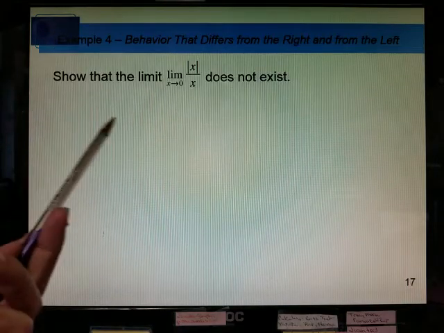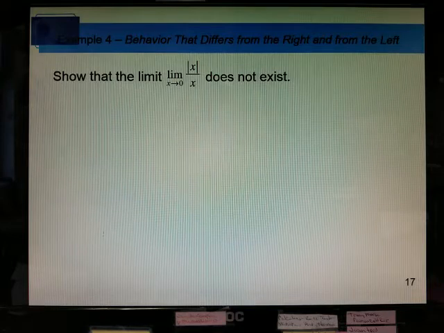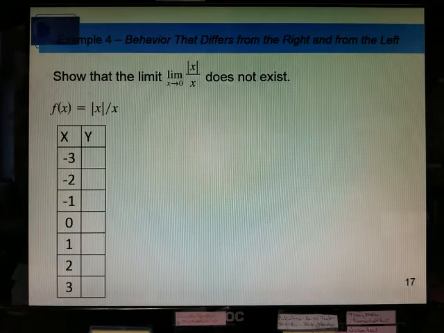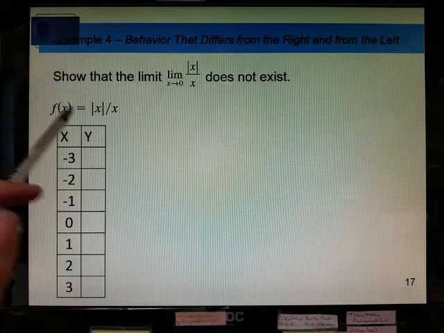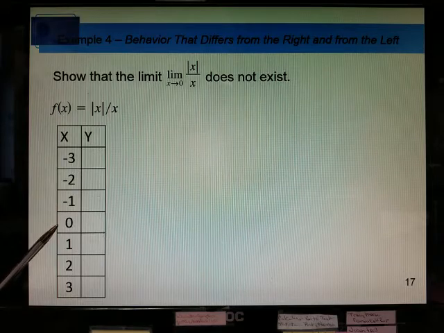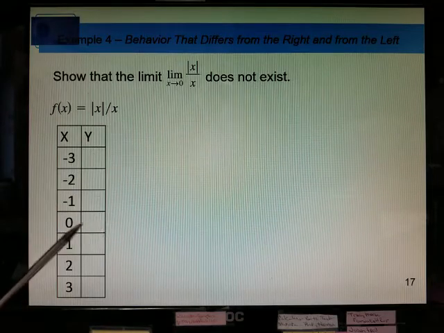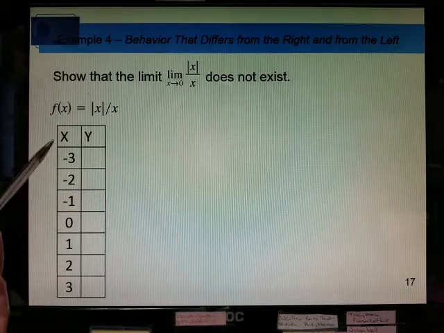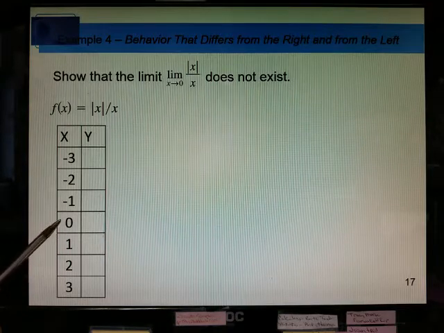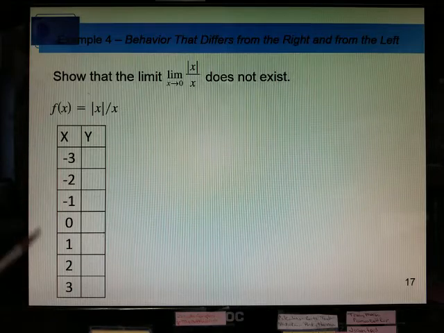Now, show that this limit does not exist. First off, if I have the graph of absolute value of x over x, I want to look at a table. I don't know what this graph looks like. So absolute value of x over x. I would start with x can never be 0, so at 0, I already know this does not exist. So I want to plug in numbers to the left of 0 and numbers to the right of 0. Whatever the break in my graph is, go ahead and put that in the middle of your table and then plug in points around it.